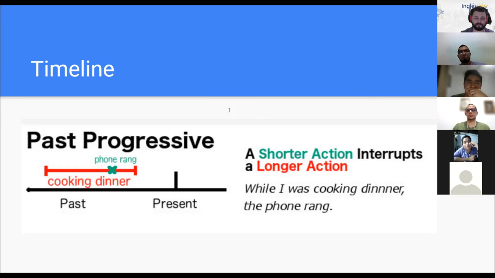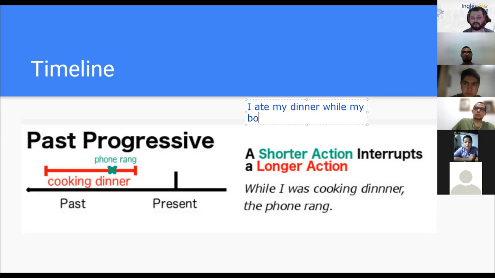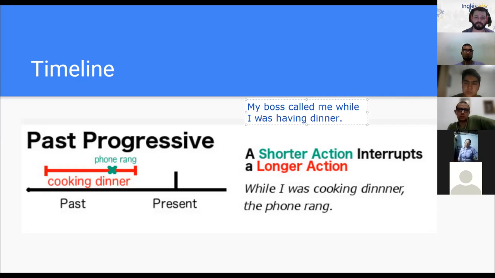David Hernandez, let's go, David. Give me your example, sir. When I ate my dinner. That would be, I ate my dinner. Let's just not use when. I ate my dinner while my boss was calling me. Now, guys, this is not right, okay? It would be better to say, my boss called me while I was having dinner. Now, this makes more sense, right? The action that was interrupted was having dinner, because your boss called you. Okay, very good. Thank you, David.